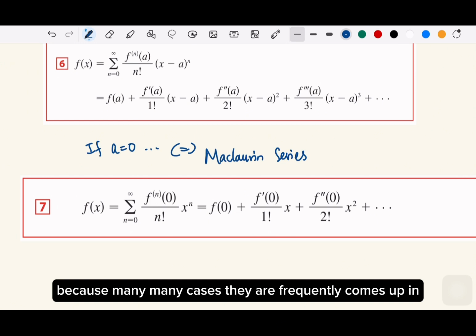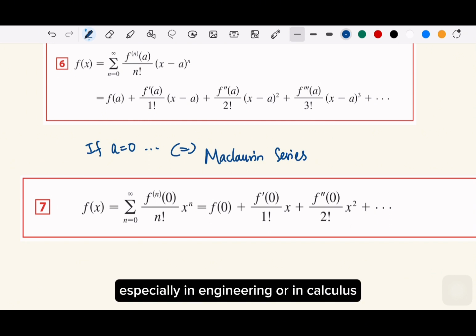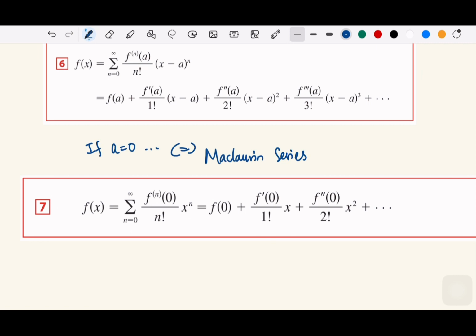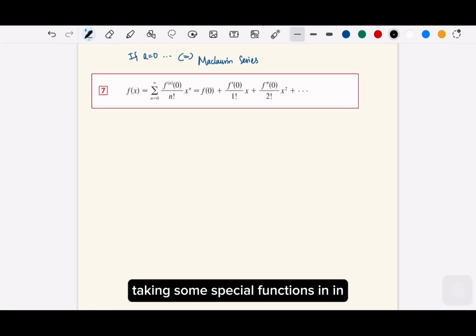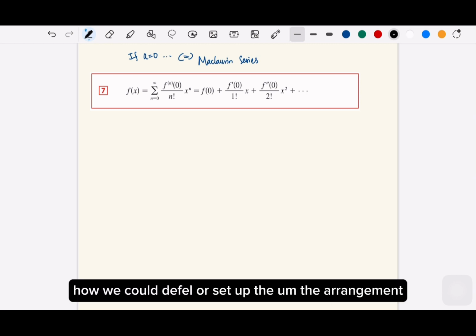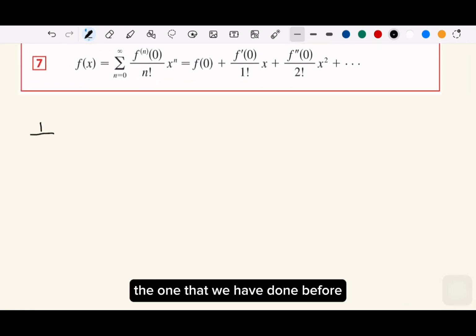Because in many cases they frequently come up, especially in engineering or in calculus, so we define that as a new series which we call the Maclaurin series. Now we could start taking some special functions in Maclaurin series, and see how we could set up the arrangement. For example, we could start from the one that we have done before.